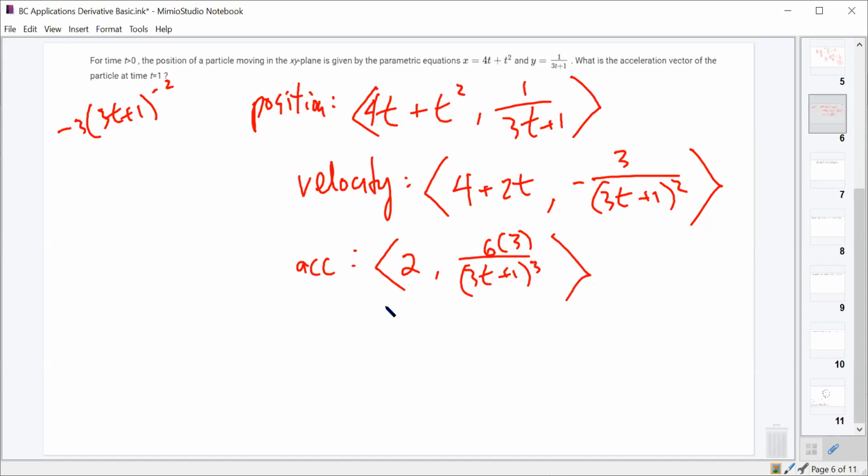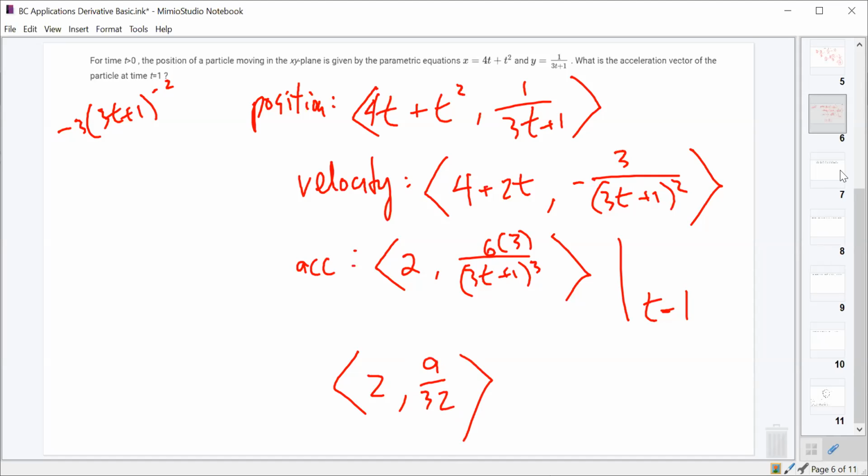And then at t equals 1, you should have just got 2, comma, let's see, what does that become? That becomes a 4 cubed over there. So what's that? 18 over 64, which I think is just 9 over 32. Good or no? Any questions on that?